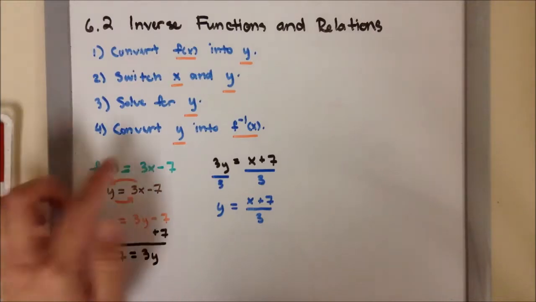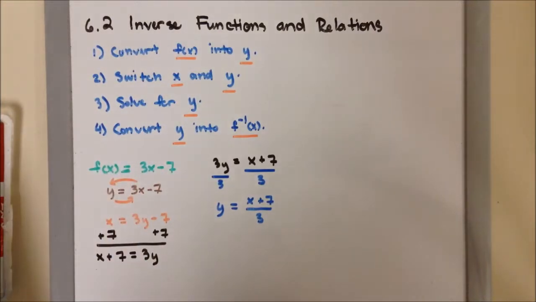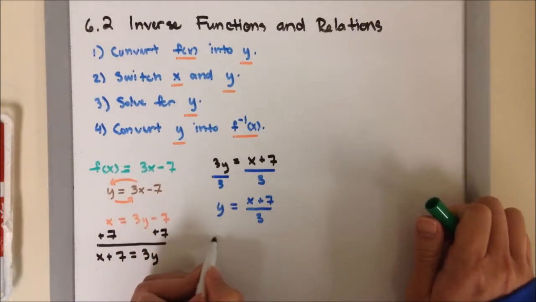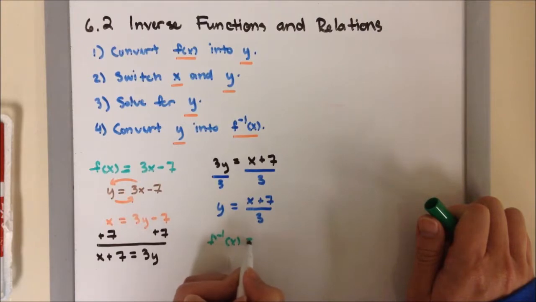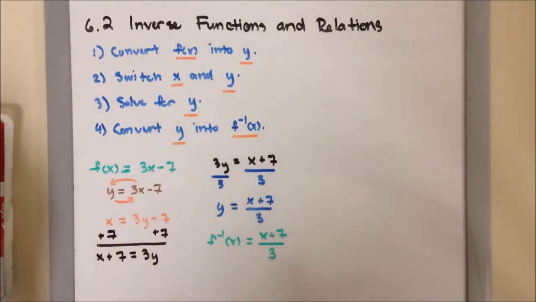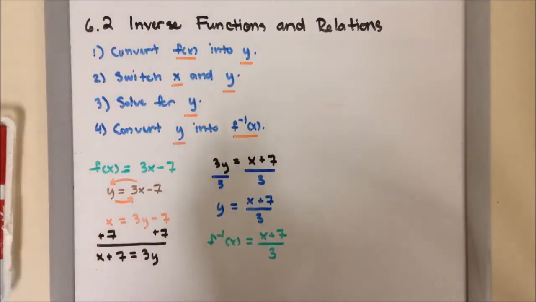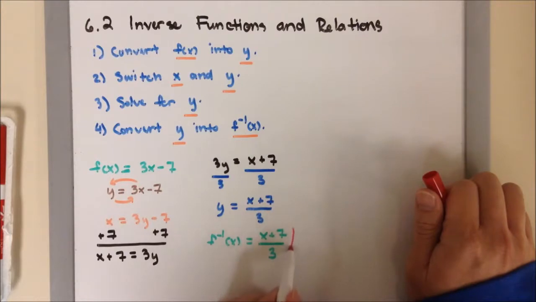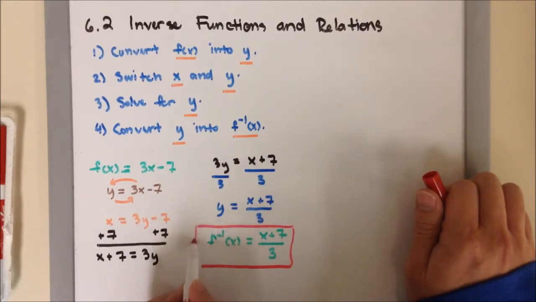And then the last step, convert y into f of -1 of x. So f -1 of x is equal to x plus 7 over 3. And that would be my final answer when finding algebraically the inverse function.